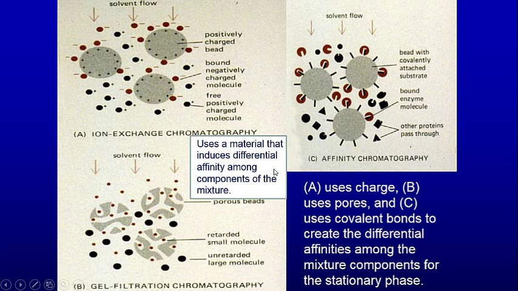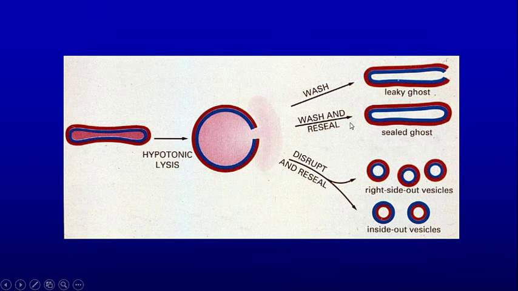So you use these materials for differential affinity. Each one of those is making differential affinity, and you have a mobile phase, things going through, and a stationary phase. And these are actually the stationary phase to charge this particle size, the covalently bonded protein.